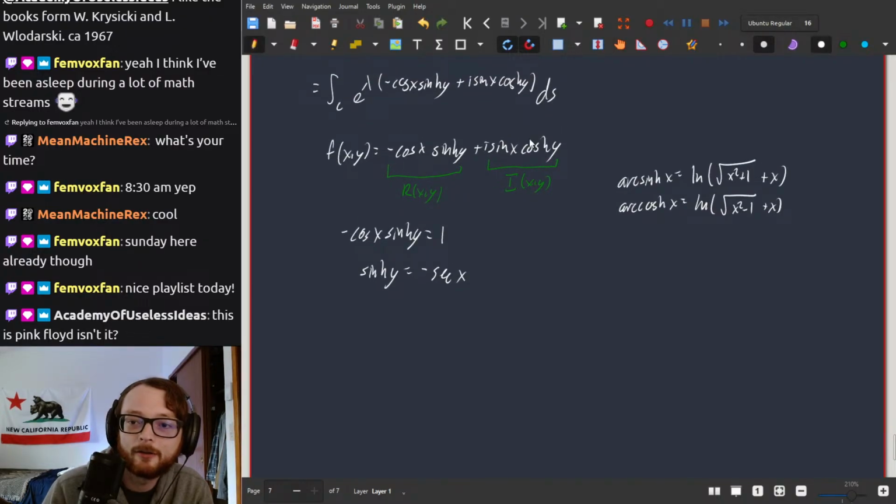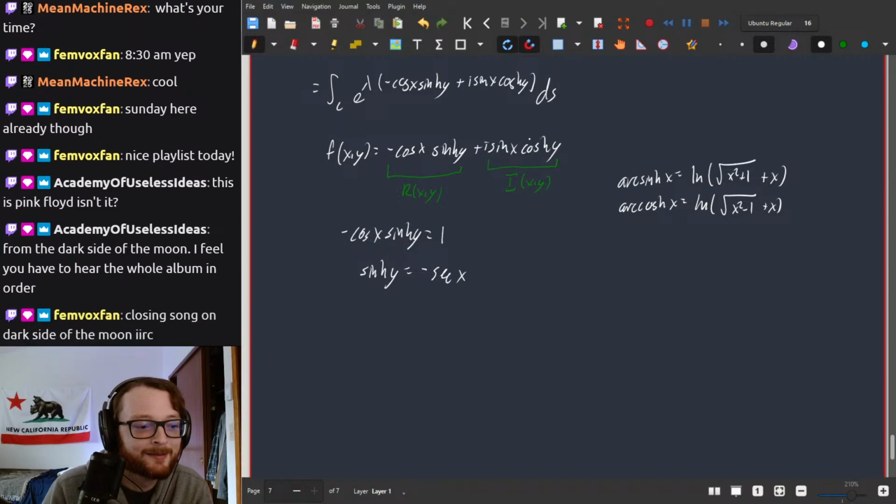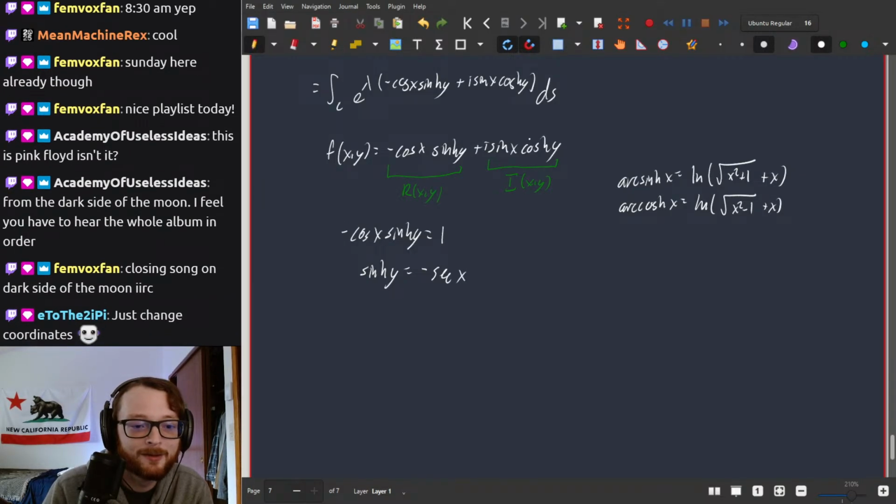These level curves suck. From Dark Side of the Moon, yeah. You have to, yeah. I've done that maybe only once before, and I really should do it more properly. Just change the coordinates. Is there a clever change of coordinates here? It's the closing song. Okay.